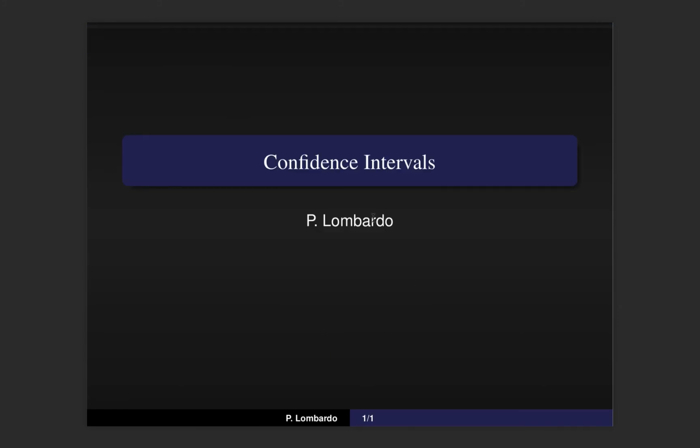Great work this week. We learned about confidence intervals, and in particular, there are two different types of confidence intervals that you should know how to compute and interpret at this point: confidence intervals for a population mean and confidence intervals for a population proportion.